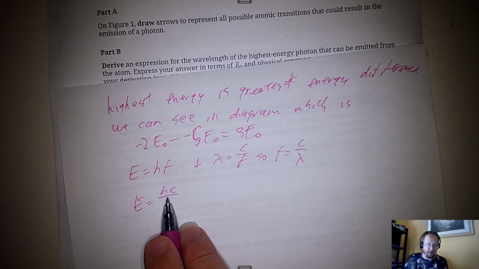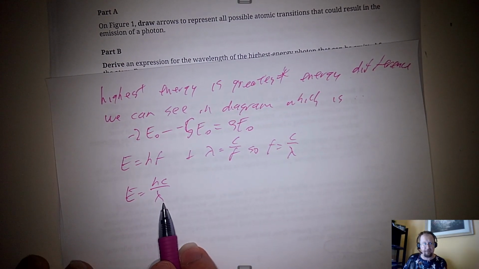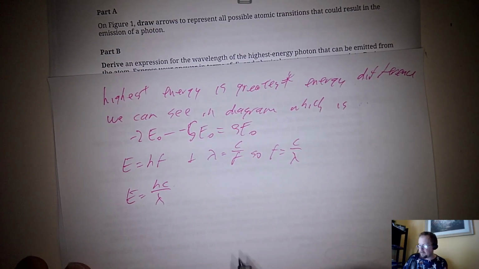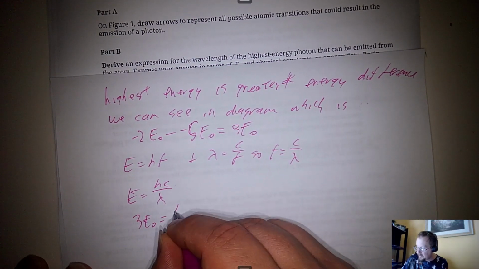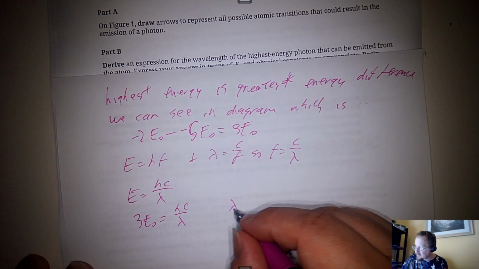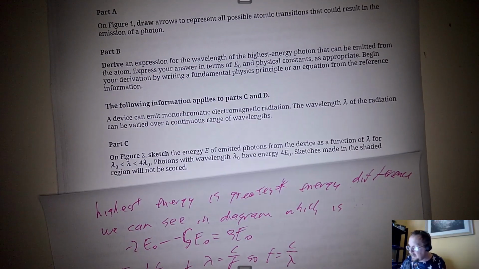I don't think this equation is on the AP Physics formula chart for Physics 2. I think it was back in AP Physics 1, but this is one that's worth committing to memory because you see it so much. So 3E naught equals hc over lambda, so lambda will be hc over 3E naught. Yay, okay.